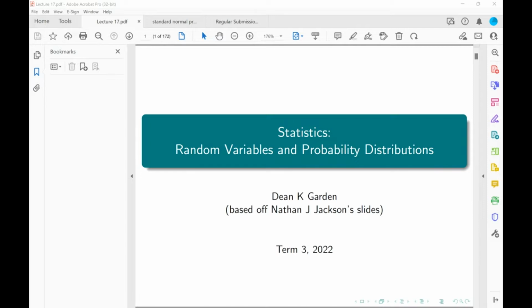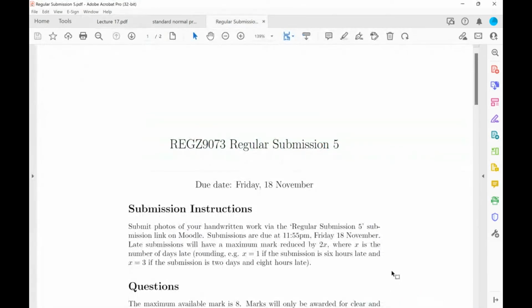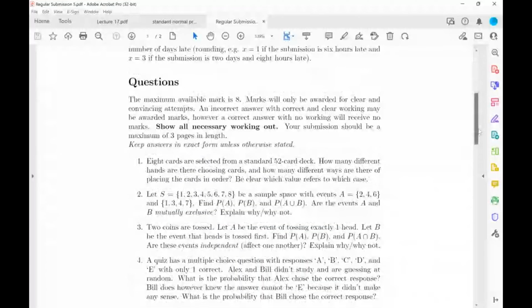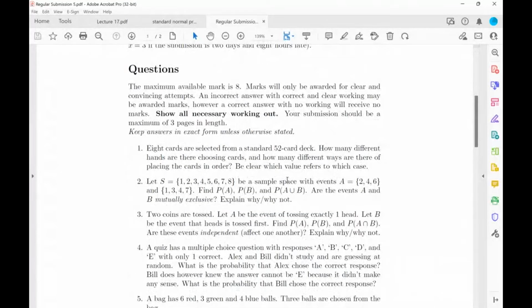Okay, so last topic today. I think there was one quick thing that was brought up to my attention about the REGZ submission. Maybe it wasn't quite clear, but maybe I'll just mention here. For the first one, where it says how many different ways they're placing the cards in order, assume the same number of cards from the first part, right? So 8 hand cards, just to clarify that. I think some people got a bit confused with that.